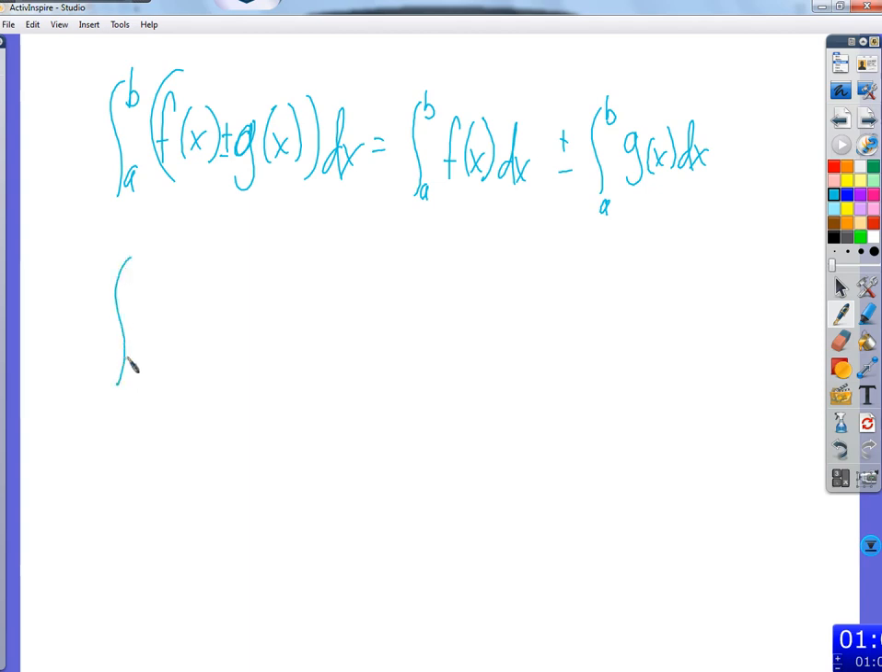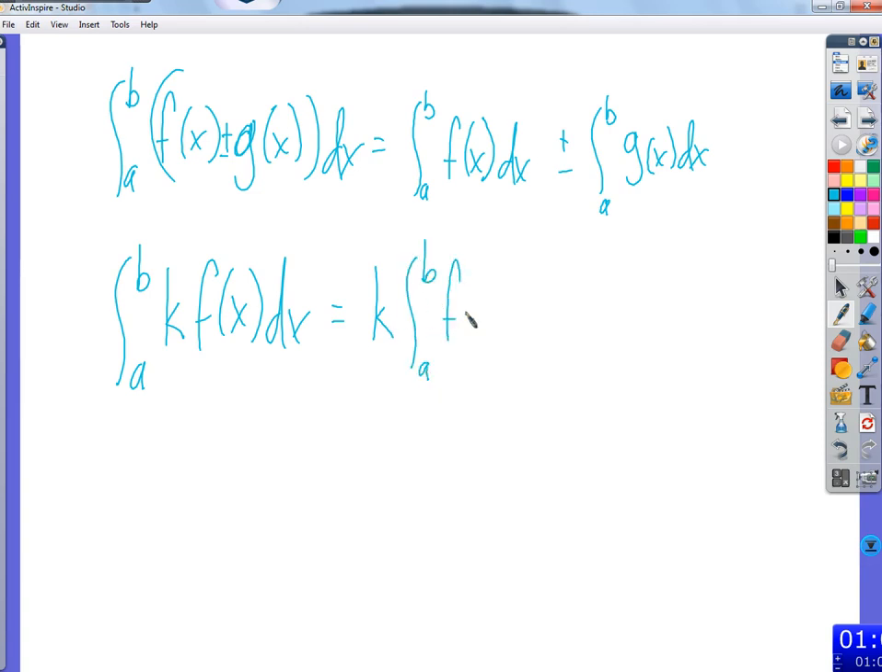And similar to this one, if we have a constant multiple, well, if you think about it, we're going to put all this together into an infinite sum, so we're going to use summation notation. The rules for summation notation take over, and what's really going to happen is we're going to take that constant multiple and multiply it by the result of that infinite sum.